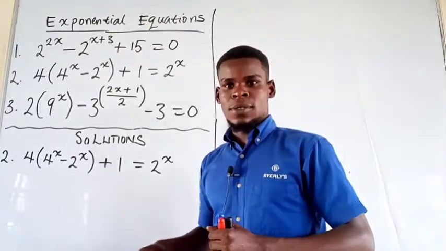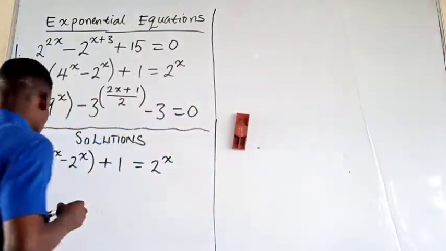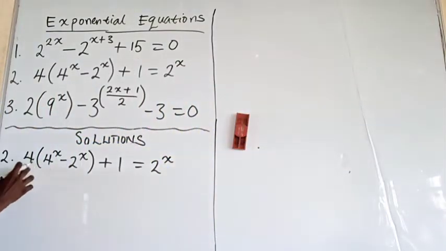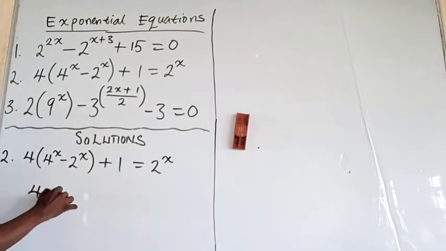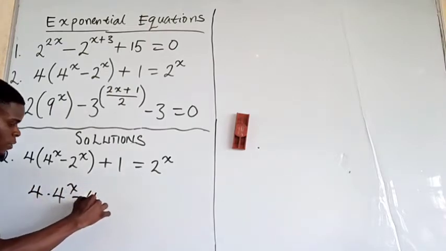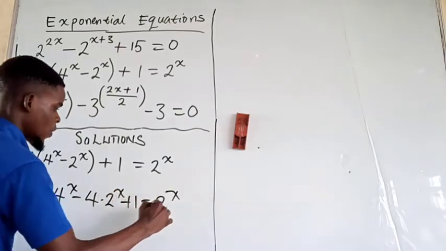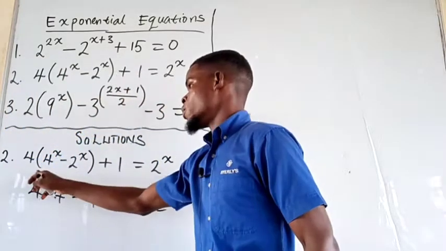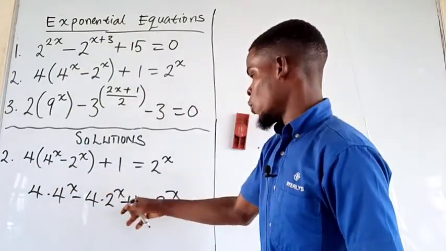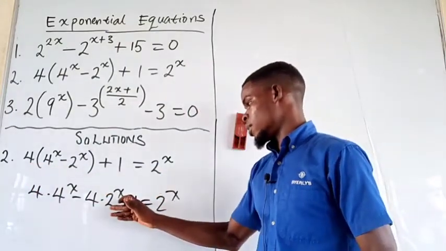let's just go ahead and solve this without lots of considerations. So I'm going to multiply this throughout in the bracket. I'm going to have 4 times 4 to the power of x minus 4 times 2 to the power of x plus 1 equals 2 to the power of x. Alright? So just multiplying this with that, and we add 1 and we equate it to the right hand side. Okay, great.